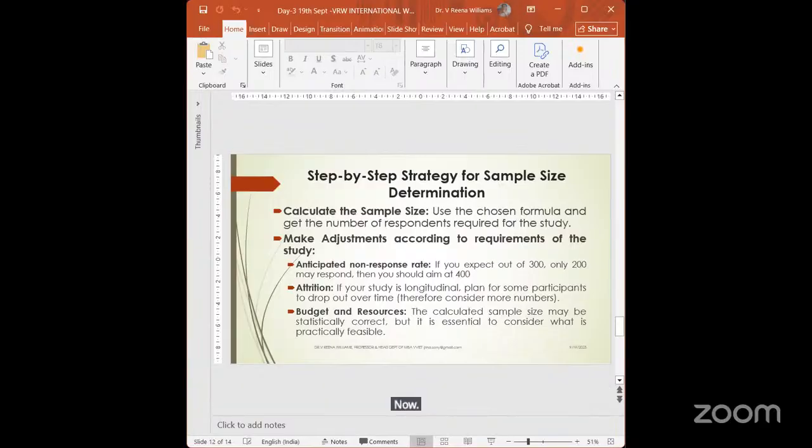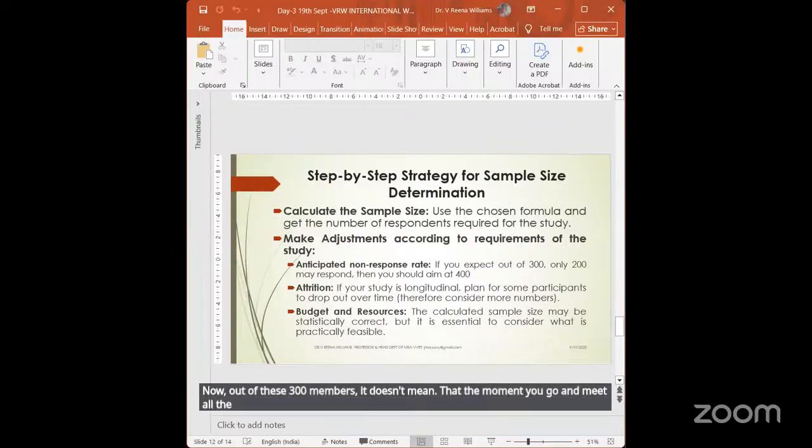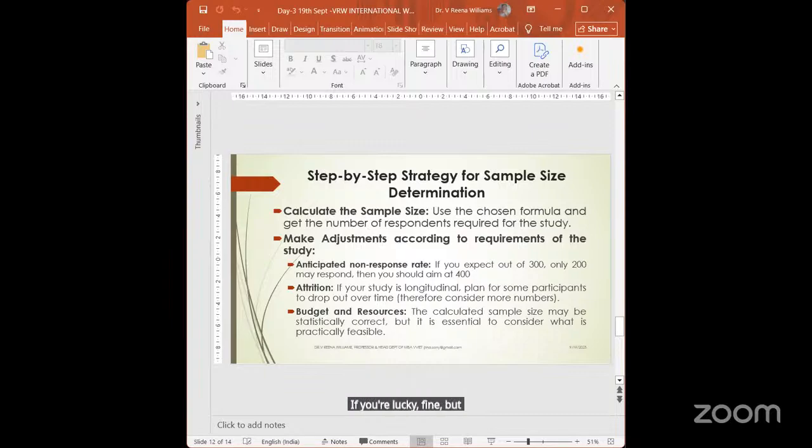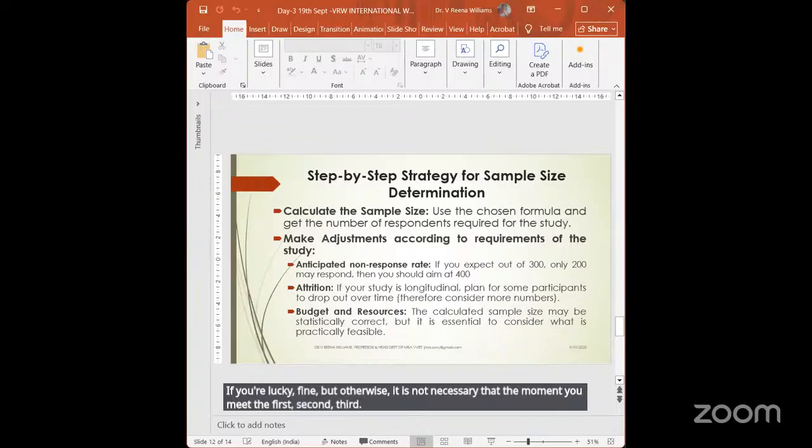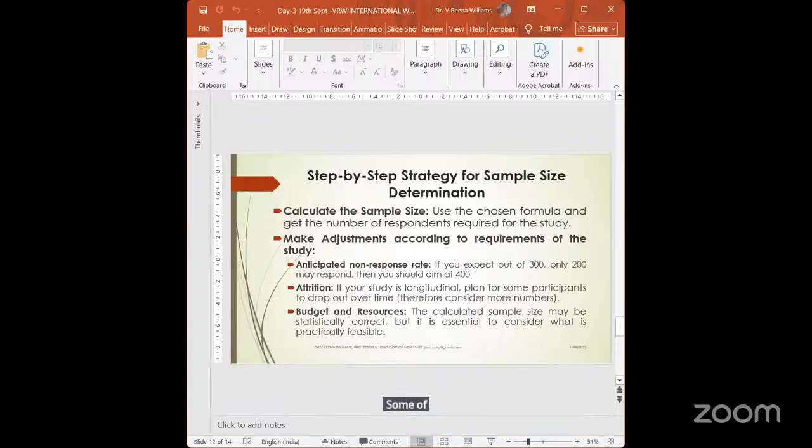Now, out of this 300 members, it doesn't mean that the moment you go and meet all the 300, first, second, third, fourth, it is not necessary. If you're lucky, fine, but otherwise it is not necessary that the moment you meet the first, second, third, fourth, or come to the 300th person, all of them are going to respond. Some of them might respond to half of the questionnaire, the rest half is not answered. The whole questionnaire has to be rejected.